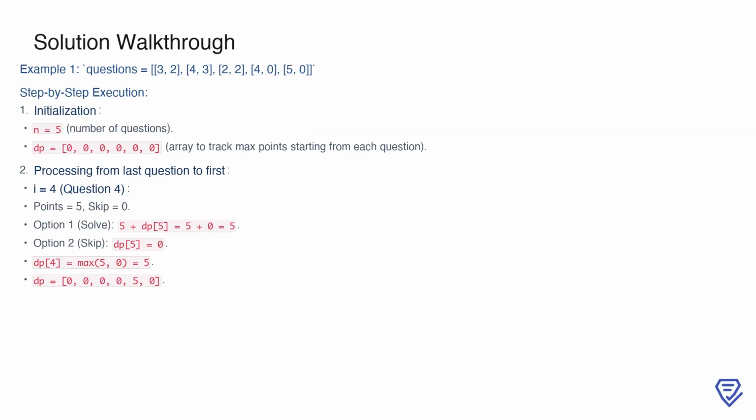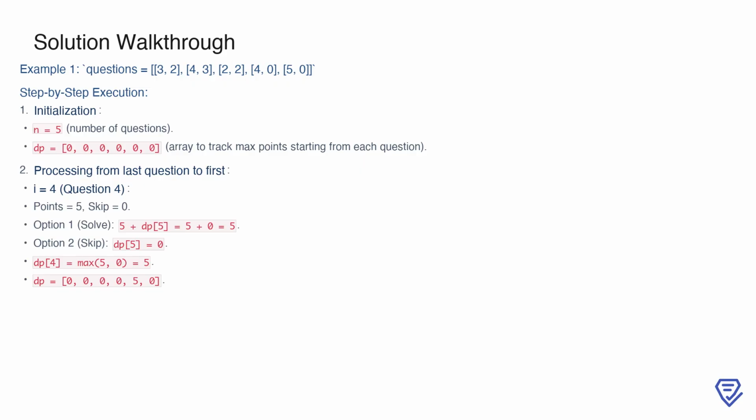Here, we are working with the example where the questions array is [3, 2], [4, 3], [2, 2], [4, 0], [5, 0]. First, we initialize the variables. The length of the questions array, n, is 5, and we set up a dynamic programming array dp with n+1 elements, all initialized to 0. This dp array will help us store the maximum points we can achieve starting from each question. We then start processing the questions in reverse order, beginning with the last question, question 4.